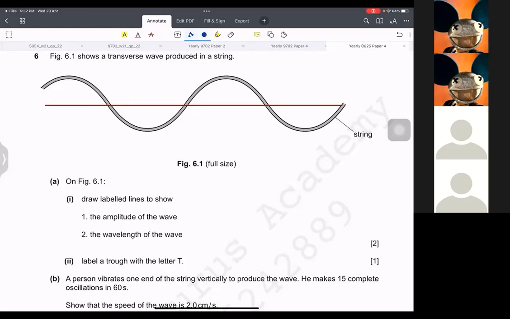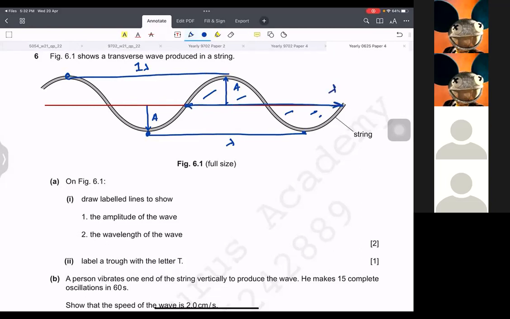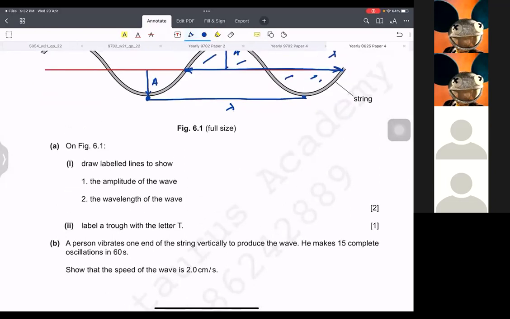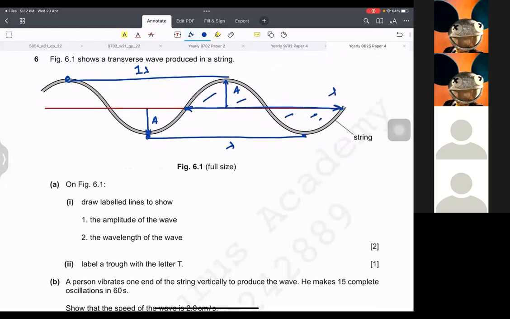The amplitude, you can write A, or you can write this way. It's fine, wherever. And wavelength would be from one trough to another trough. So that is also wavelength. Or a crest to crest, that is also wavelength. Or from this whole section, you can start from here till here. This would also be the wavelength, right? Now label a trough with T. So troughs are this, so I'm going to use T.